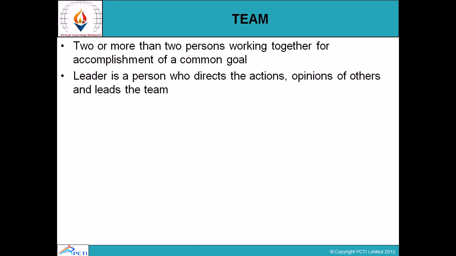Team. What is a team? Two or more persons working together for the accomplishment of a common goal, this is called a working team. Working people are collectively called a team. And a leader is a person who directs the action and opinions of others and leads the team. The leader is the one who gives you directions on what you have to do, understands your opinions, and helps you in leading. That is, the leader directs the action, opinions of others and leads the team.